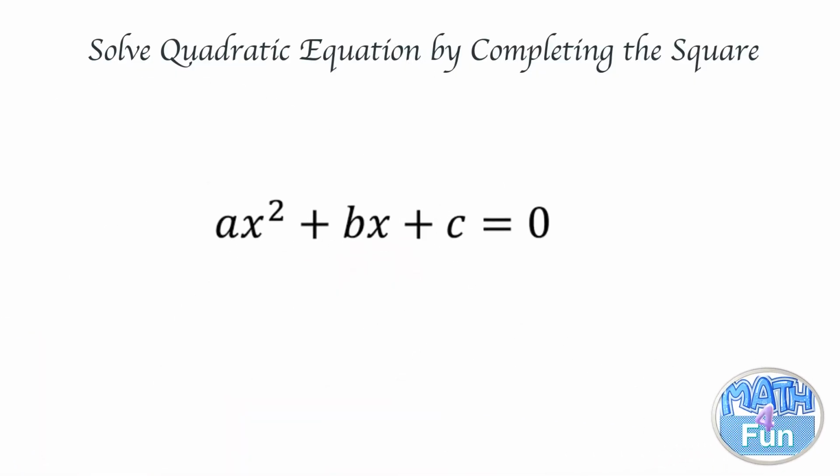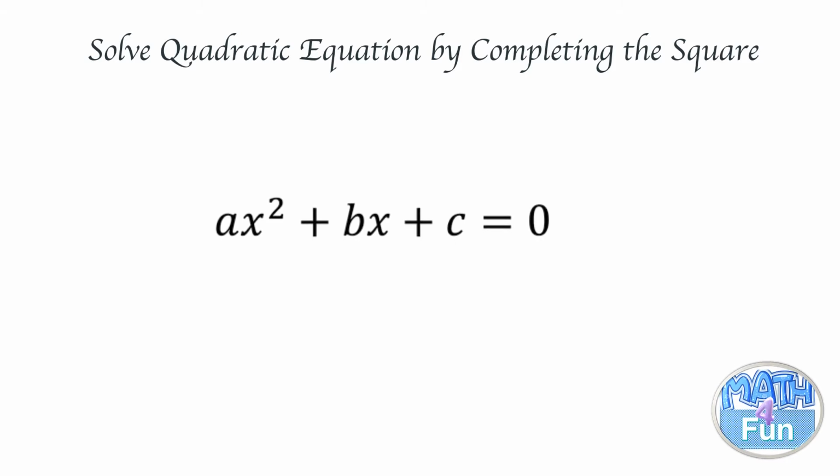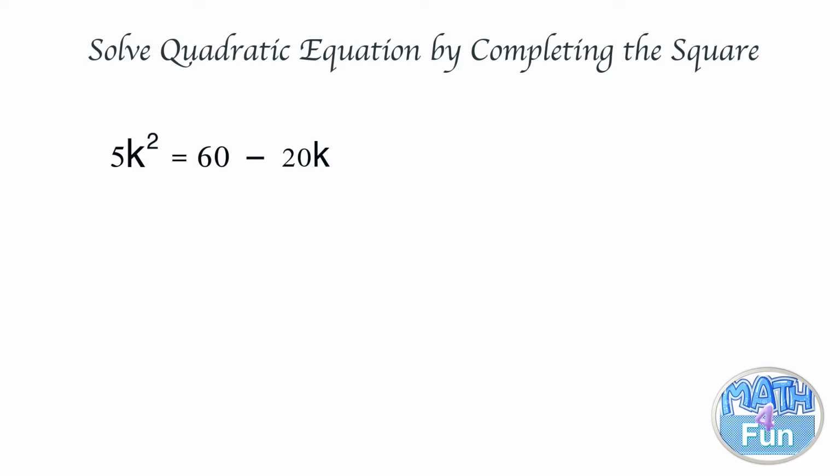In this video I'm going to show you how to solve a quadratic equation by completing the square. How do we do that? Let's consider the equation 5k squared equals 60 minus 20k.